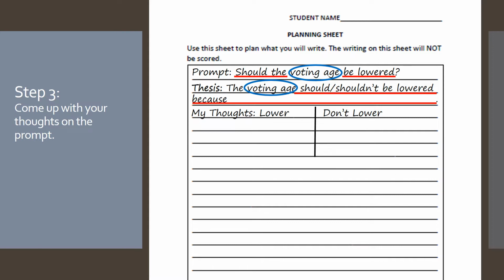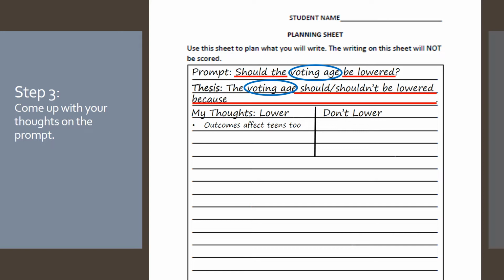Okay. Reasons why it should be lowered. If I'm thinking up these thoughts myself, I might say that the outcome of elections affects teens as well as adults. So when you elect a governor, they influence the educational process and how much funding schools get, so that does affect teens.